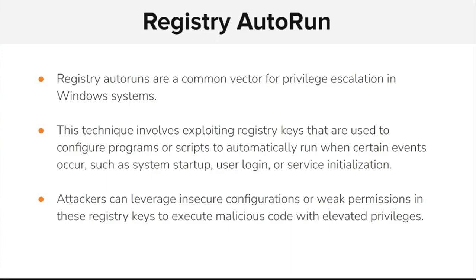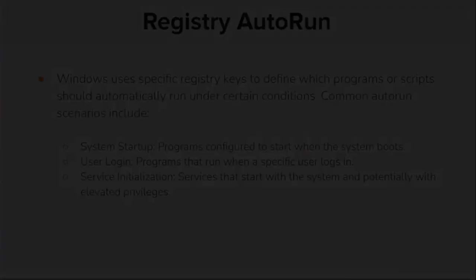In the case of autoruns themselves, a Windows autorun is fairly simple to understand. You may already know what it is. It's just a service or program that's configured to run automatically when certain events occur, typically on system startup, user logins, or service initialization. So as attackers, what we're trying to do is exploit the registry keys that are used to configure the autoruns. And as attackers or pen testers, we can leverage insecure configurations or weak permissions in these registry keys to execute malicious code with elevated privileges.